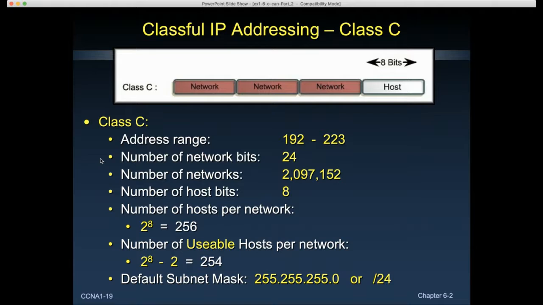Okay, 2 to the power 24 is a pretty big number. You can have over 2 million Class C networks. There are 8 host bits, the white bits in the host value on the right-hand side of the diagram. So I have 8 bits, 2 to the power 8 is 256, minus 2, because I have to lose all zeros and all ones for the network value. And that gives us our default subnet mask of 255.255.255.0 or /24.